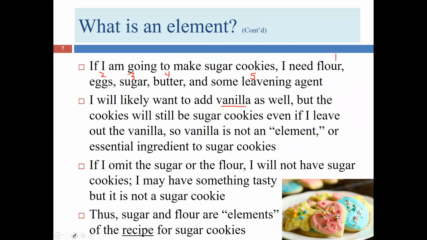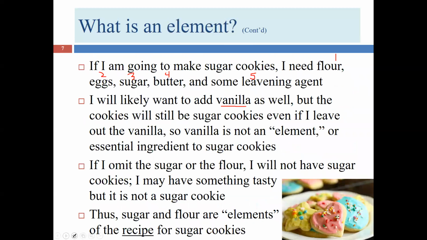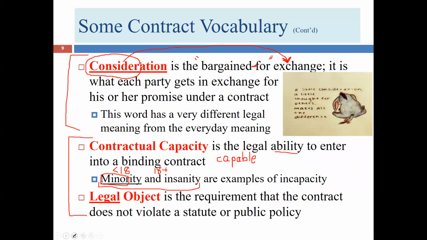So now let's go back to our 4 elements. We haven't talked really about agreement because that's our second topic for this chapter. We've talked a little bit about consideration, a little bit about contractual capacity. Now we're going to talk about legal object. This term is probably the most straightforward of our terms in terms of how we would use it in everyday conversation. A legal object is the requirement that the contract does not violate a statute or public policy. I think this is pretty intuitive.